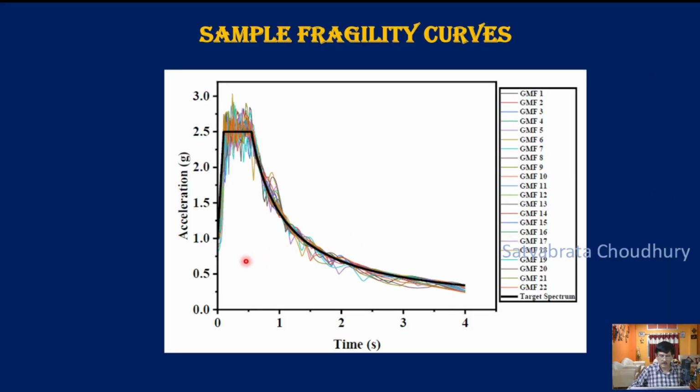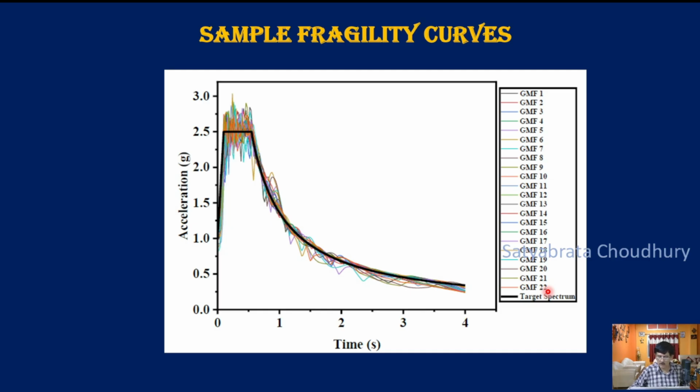Now the design spectrum here is shown by the thick black line, which is Indian code. You can consider any code of your liking. So it can be the European code or ASCE given code or any code. Just for a typical example, we have taken Indian code, whose peak value of acceleration is 2.5, and these GM1 to GM22 are the spectrum compatible ground motions.